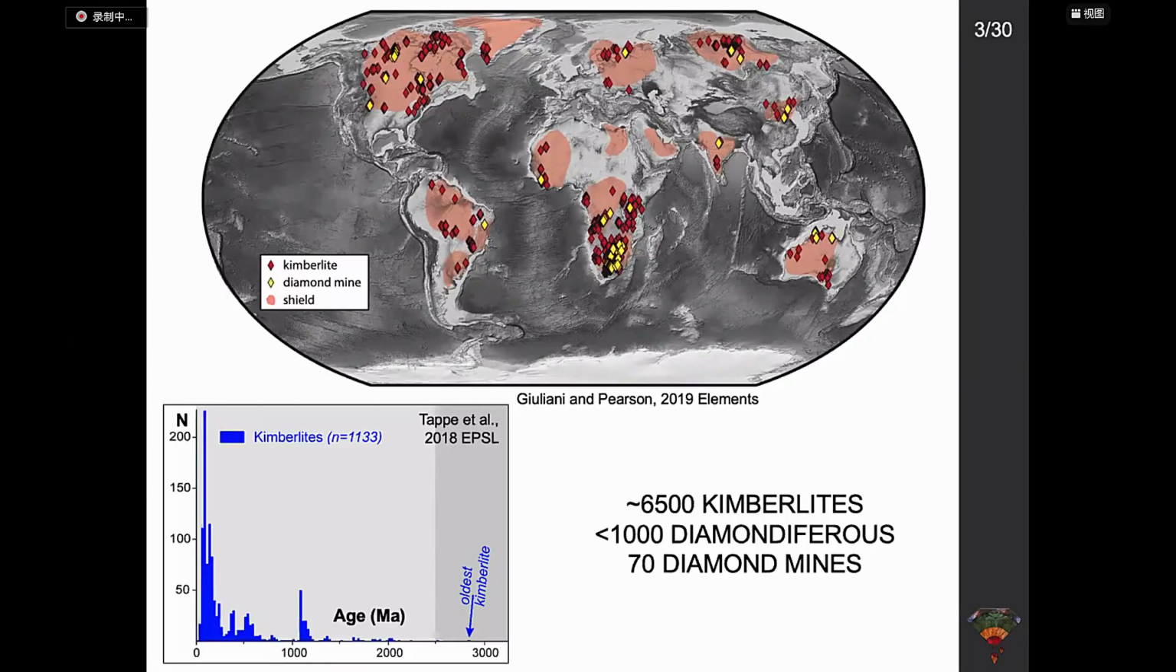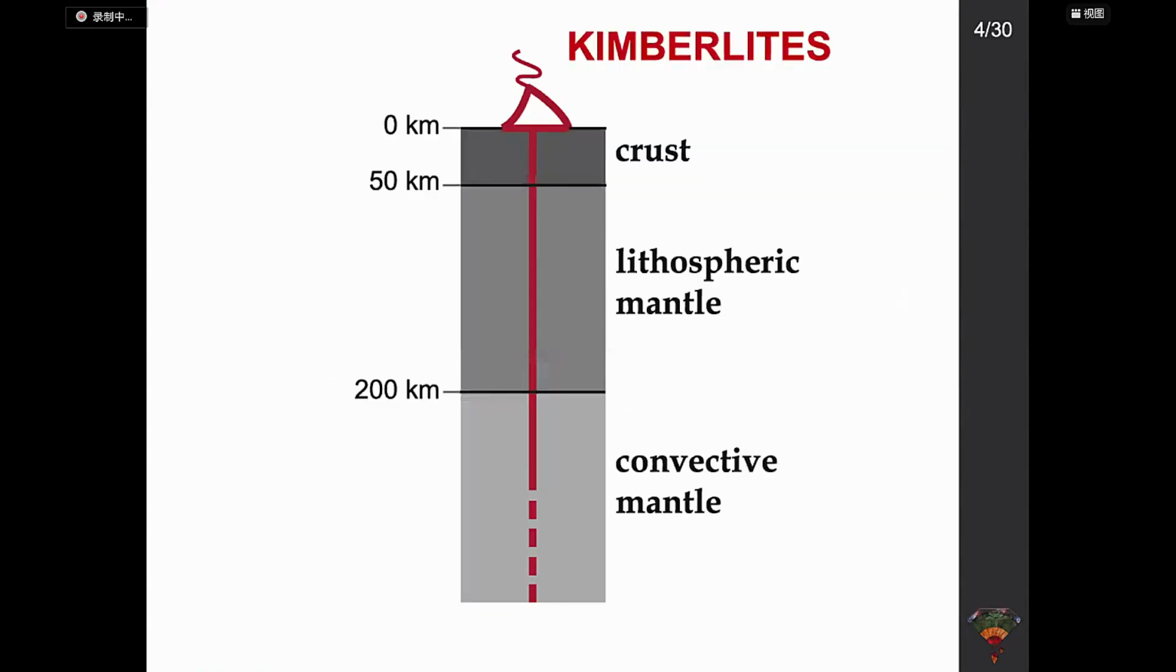Less than 1,000 of them contain appreciable quantities of diamonds, that is at least 1 carat per 100 ton. And actually only 70 are diamond mines. And so now I'll start our journey with kimberlites in the upper crust.